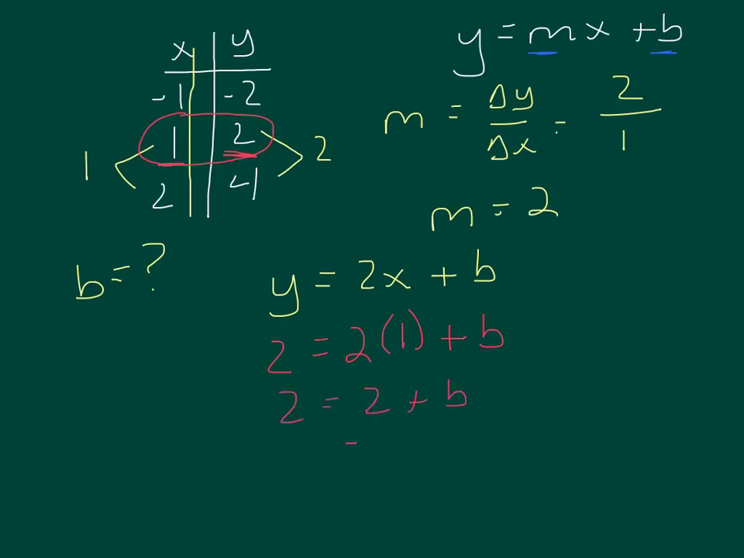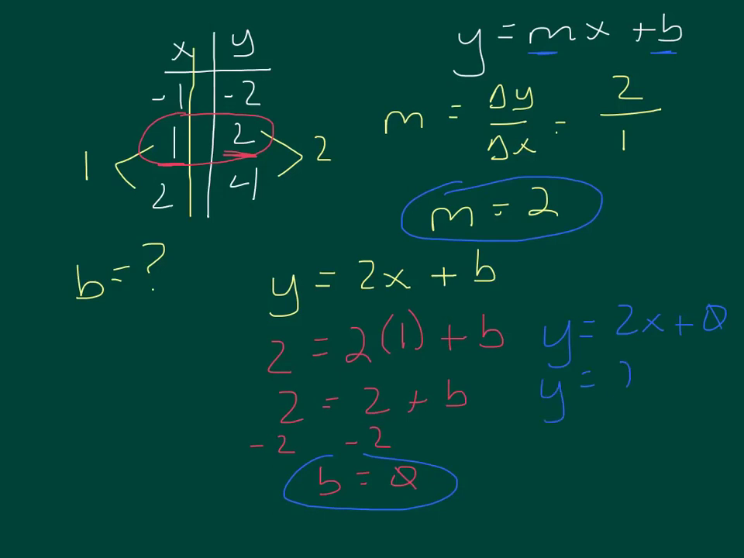Let's solve for b, so I subtract 2 from both sides. So b is equal to 0. And I can use that now to write my equation. Now that I know that the y-intercept is 0, I've got the slope of 2. My equation or rule for this would be y is equal to 2x plus 0. And since I know anything added to 0 is itself, it would just be y is equal to 2x.